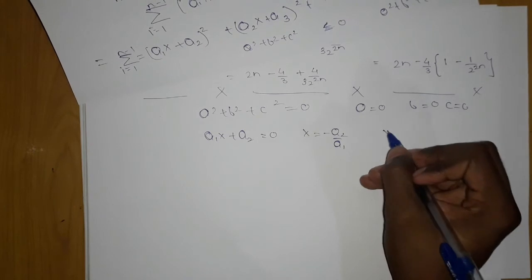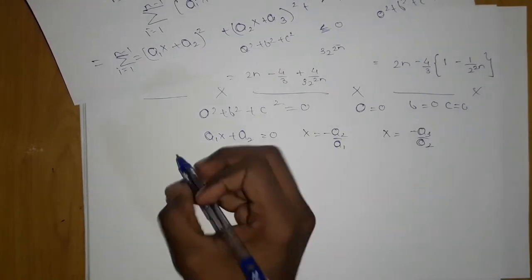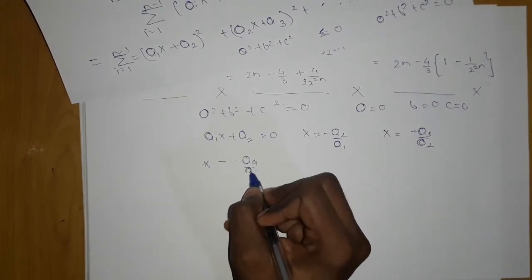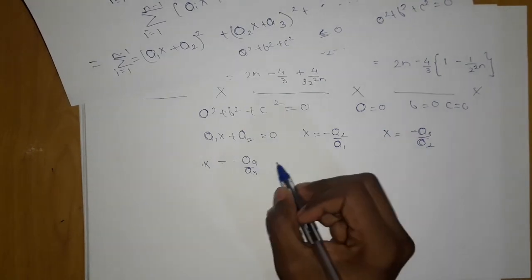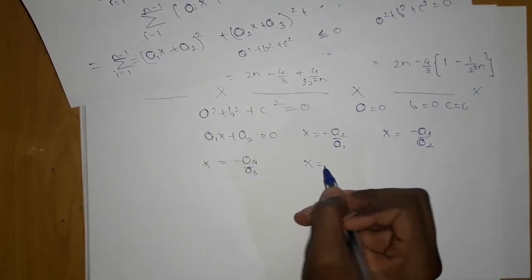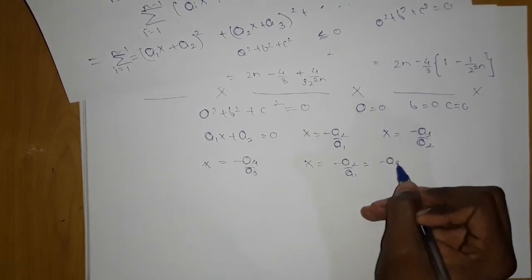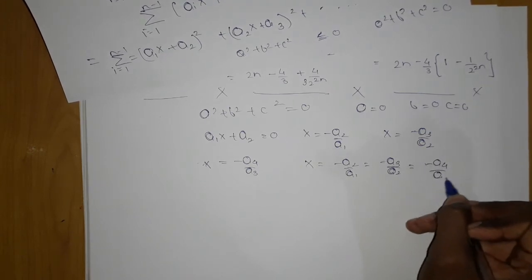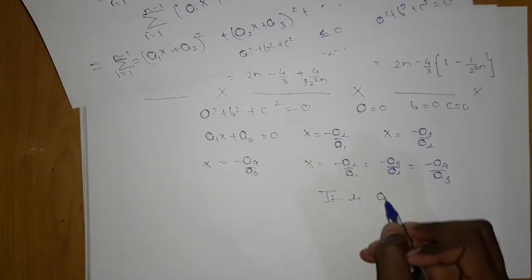Similarly, if I do this with the second term, x equals minus a3 by a2. With the third term, it gives me minus a4 by a3, and all are equal to x, some constant ratio. So minus a2 by a1 is equal to minus a3 by a2 is equal to minus a4 by a3. What it gives us a hint is that it is a GP.